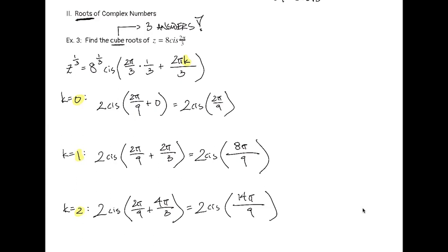But if it was the square root, what values of k would I plug in? 0 and 1. 0 and 1, exactly. Okay, so it's always 1 less than however many answers you have, because 0 counts as the first answer. Okay.